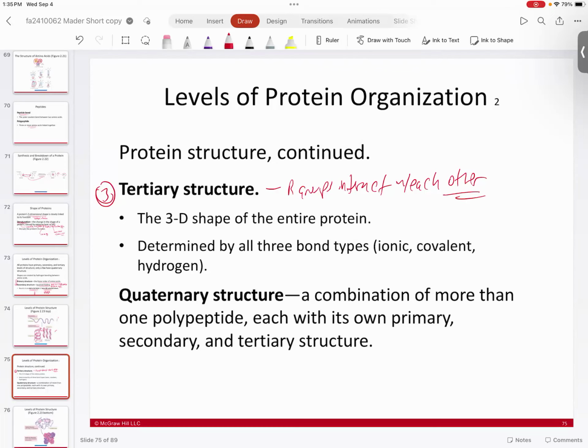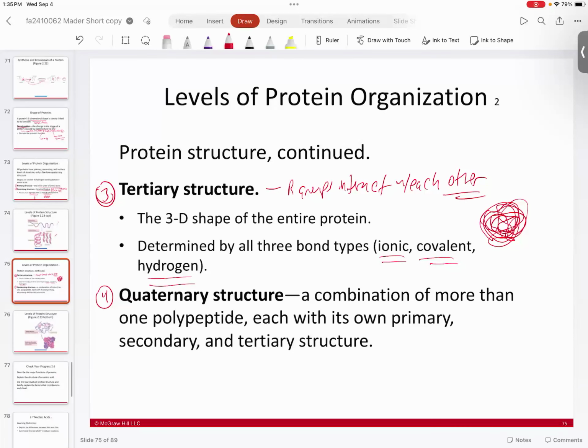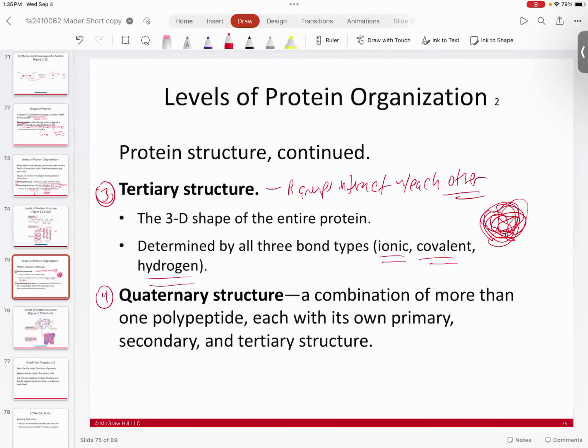Generally speaking, we have all different types of bonds. We have ionic, covalent, and hydrogen bonds, all holding this tertiary structure together into what looks like a big globular protein that, if you take a look at it, is made up of secondary structure. So there are sheets and helices in there, loops and things like that. Then the final level of structure that we're going to see is quaternary structure. This is where you have a combination of subunits that are each folded up into their own tertiary structure.